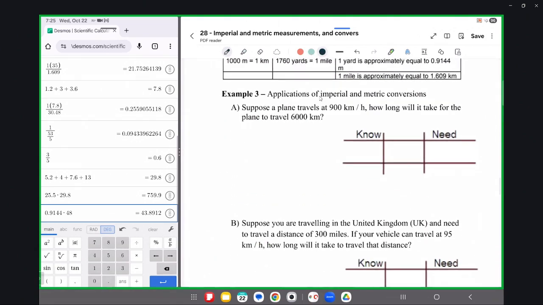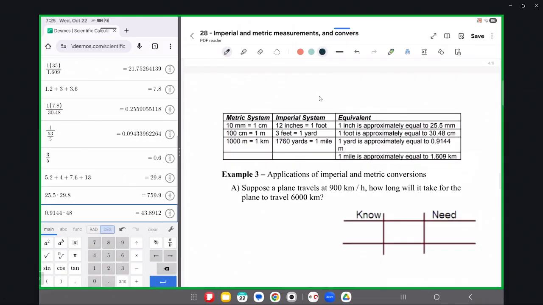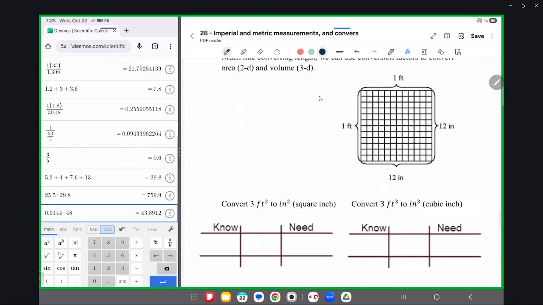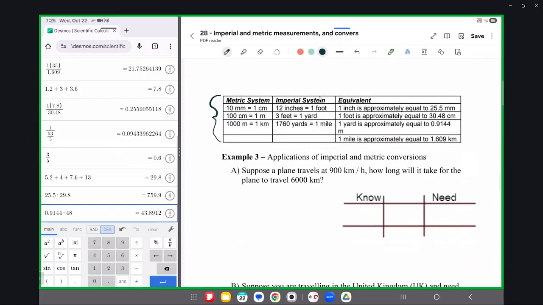Okay, so now we're going to look at some applications, and in a nice little twist, we can actually use this chart to set up a ratio to solve these kind of questions. So again, for continuity purposes, I listed off the same chart that we had from earlier. This will come up in subsequent questions, but we're going to see how we can apply this chart. So example 3 deals with applications of imperial and metric conversions. So for letter A here, suppose a plane travels at 900 kilometers an hour.